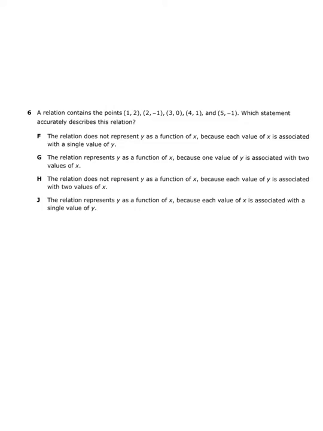Number 6. A relation contains the points (1, 2), (2, -1), (3, 0), (4, 1), and (5, -1). Which statement accurately describes this relation? So this is asking if this is a function or not. And we know that because the choices are all talking about functions. So since none of the x's repeat, this is a function. So we can eliminate the ones that say that it's not.